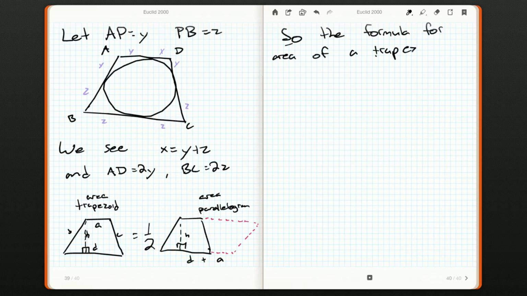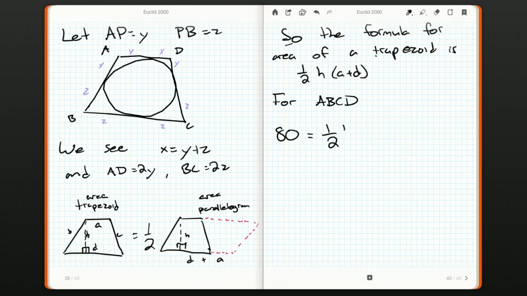So the formula for the area of a trapezoid is 1/2 h times (a plus d). Same as the area of a parallelogram, but we're chopping it in half to make this trapezoid. And it really doesn't matter whether or not B or C are equal. All we need is A and D are parallel. So you can go on and use this, if you've never seen it before, to figure out areas of other trapezoids. So specifically for trapezoid ABCD, we know 80 is equal to 1/2 the height, which we'll call h, and 2y plus 2z.